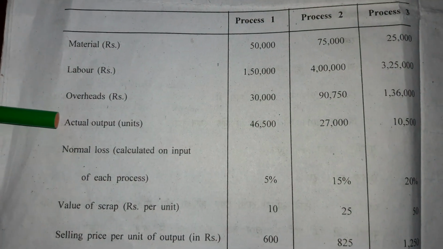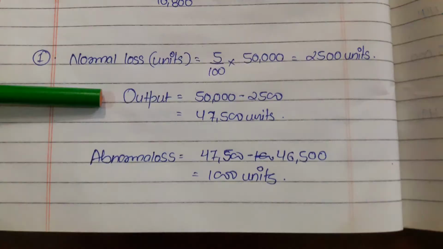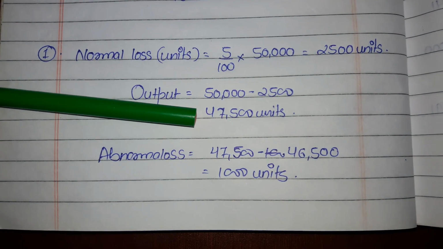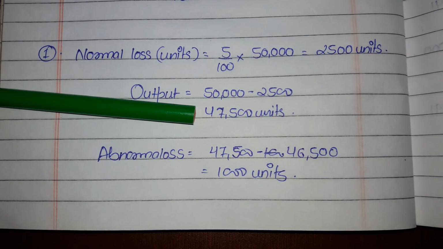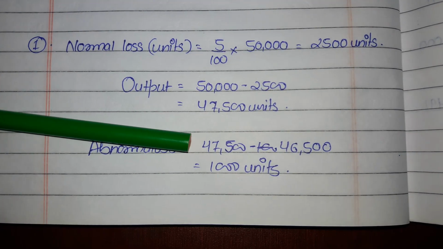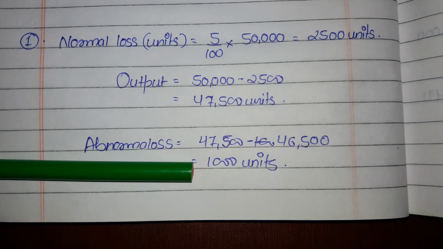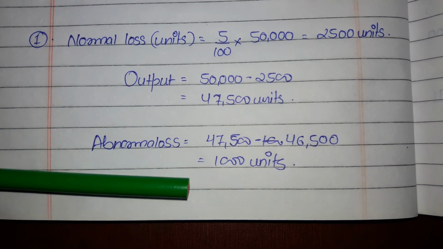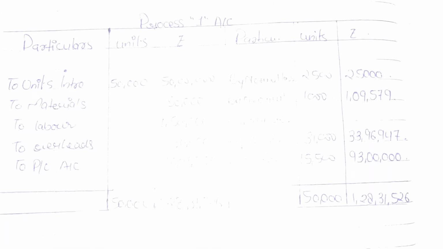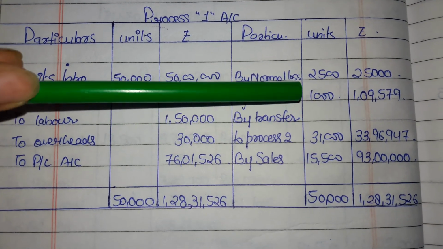See, in process 1, actual output is 46,500. Here, after normal loss, the output is 47,500. So your abnormal loss will be 47,500 minus 46,500, and you will get your abnormal loss units, that is 1000 units. See, your abnormal loss units, 1000 units.